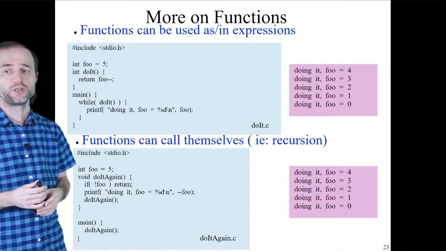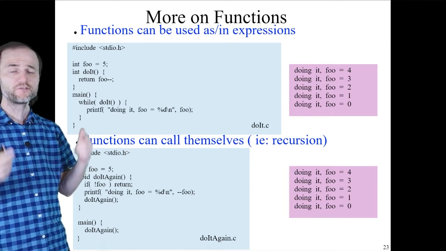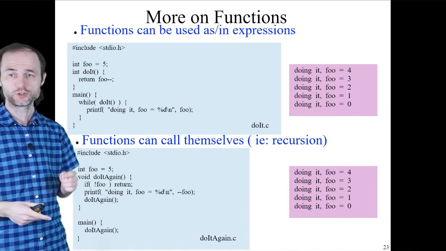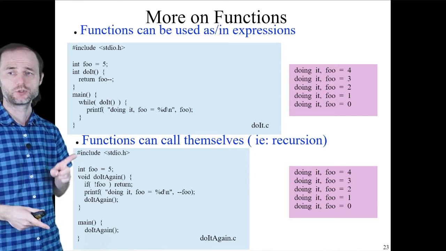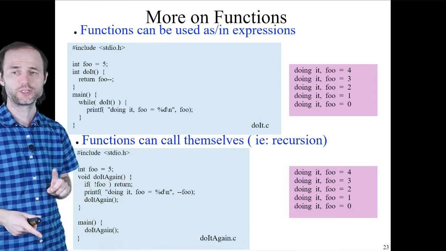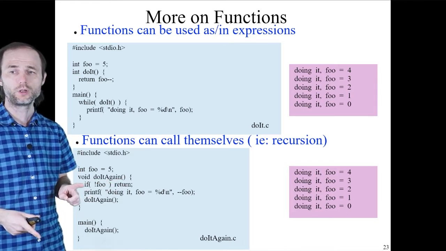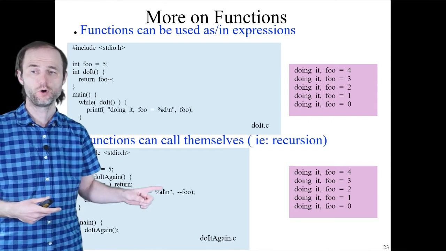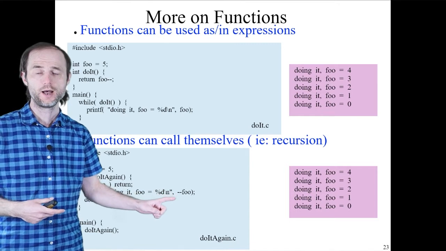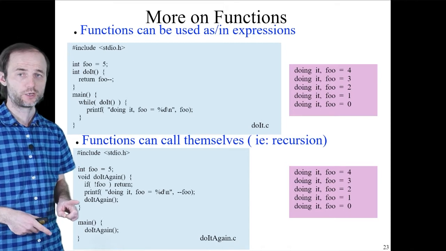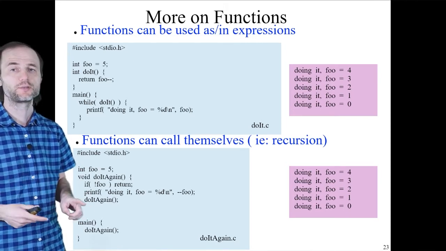Another interesting thing about functions is that a function can call itself, a process referred to as recursion. So let's take a look at what that is. So far things are pretty similar, but we now declare a function doItAgain. And doItAgain will continue as long as foo is non-zero, and will printf the value of foo that was decremented by 1. And then it will make a call to itself that will do the same over and over again.